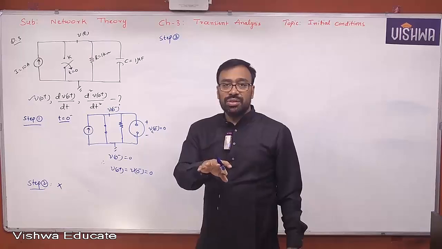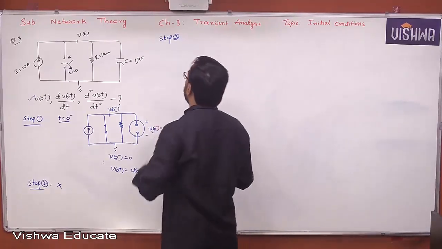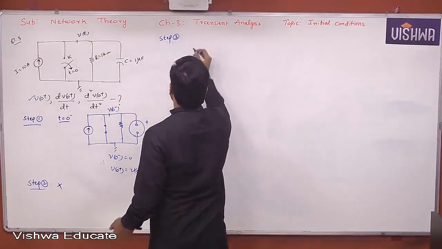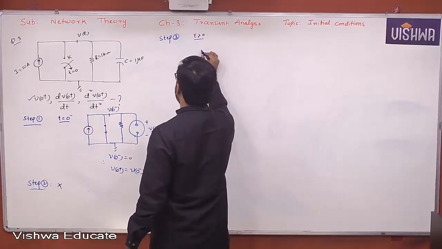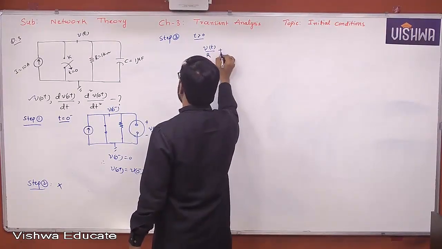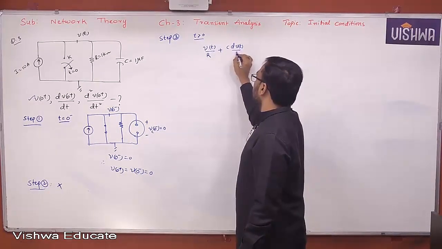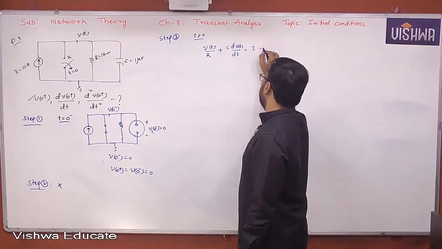Node analysis, as you know very well, deals with Kirchhoff's current law. So let me apply KCL at this particular node. Then for t greater than 0, I get V of t by R plus C dV of t by dt is equal to I. Yes or no? Okay, equation 1.